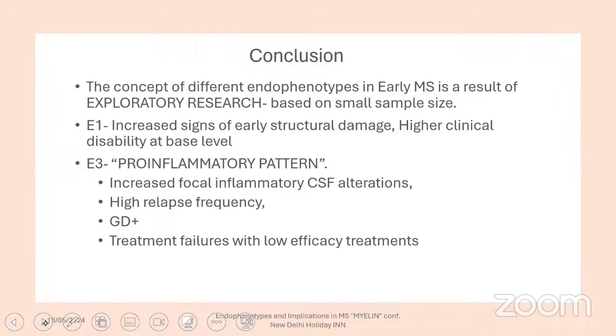Whereas E3 is a pro-inflammatory pattern, with increased focal inflammatory CSF alterations, high relapse frequency, and gadolinium enhancement, and treatment failures with low efficacy treatments. So we can start with highly efficacious natalizumab and other drugs in these cases. I think that's all from my side about the endophenotypes and current concepts in multiple sclerosis.